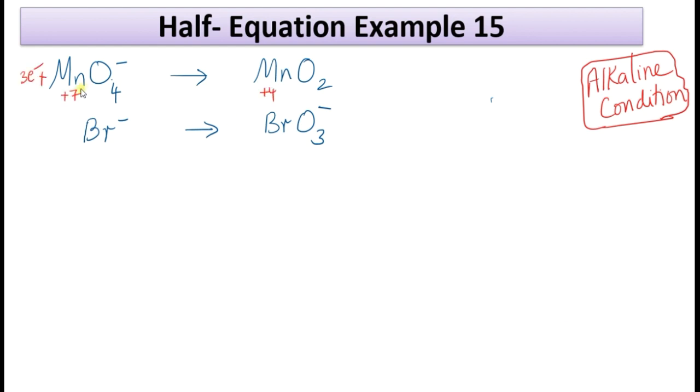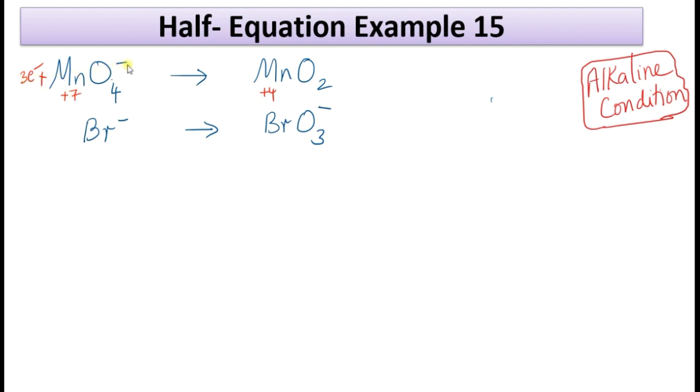Okay, doing the top equation now. I added the oxidation number for manganese here, +7, +4. Now going from +7 to +4, you need to add 3 electrons to this. So this is gaining 3 electrons. Okay, so I added the 3 electrons.